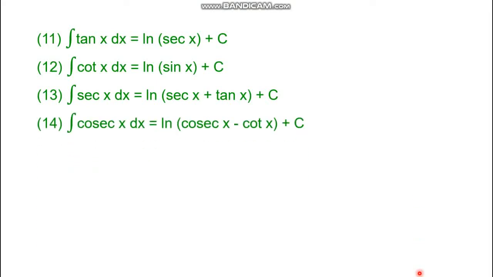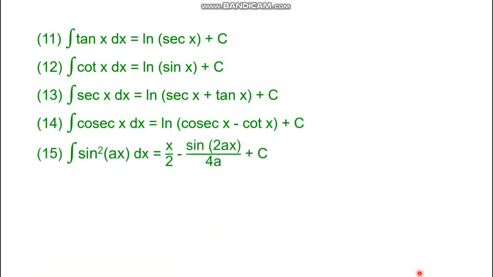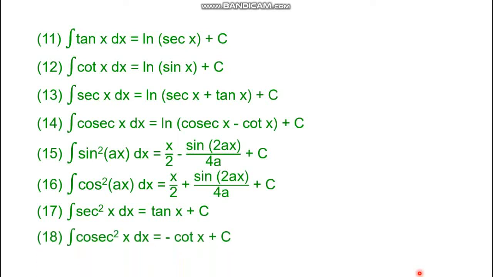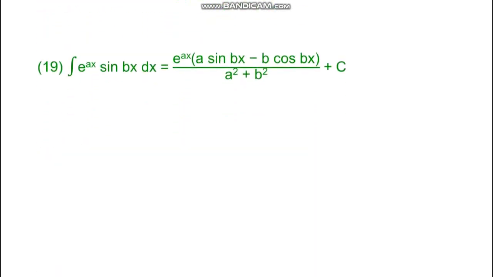Integration of cosec x dx equals natural log of cosec x minus cot x plus integration constant. Integration of sin squared ax dx equals x by 2 minus sin 2ax over 4a plus integration constant. Integration of cos squared ax dx equals x by 2 plus sin 2ax by 4a plus integration constant. Integration of sec squared x dx equals tan x plus c, integration constant c. Integration of cosec squared x dx equals minus cot x plus integration constant c.